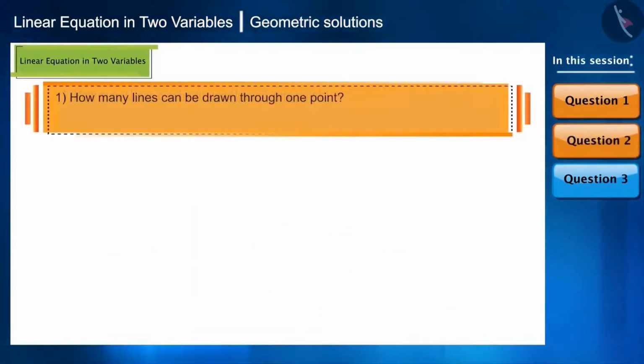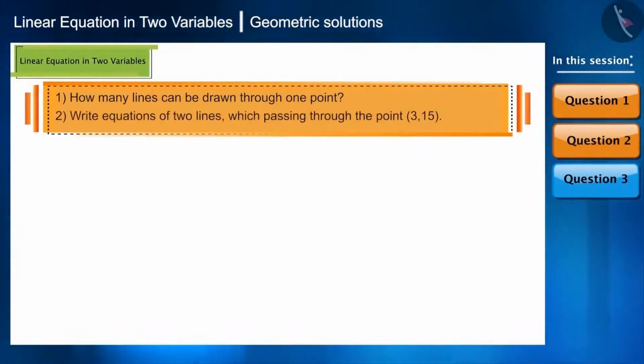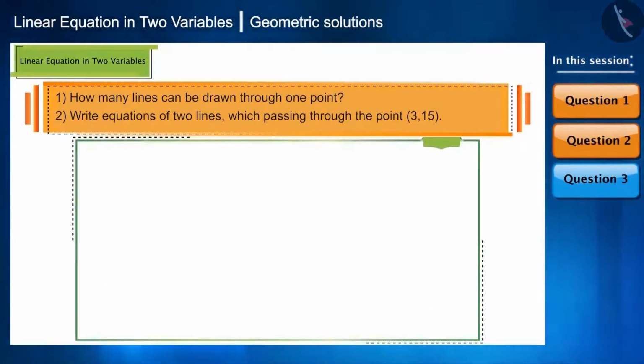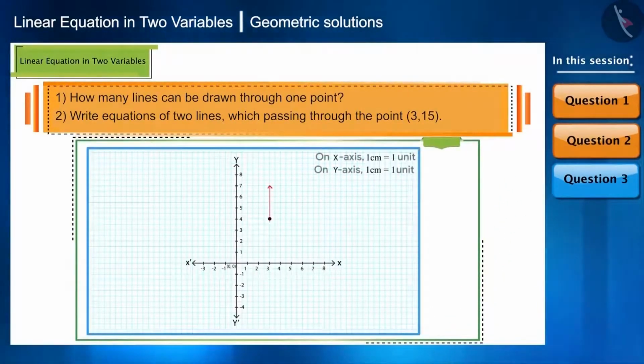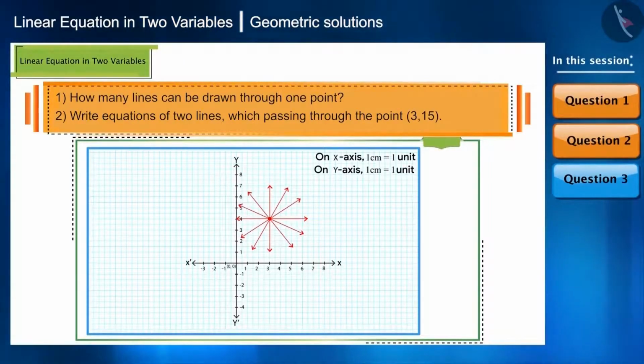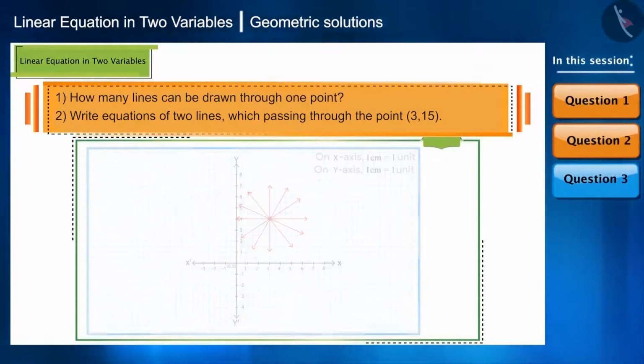Explain how many lines can be drawn through a point and also write equations of 2 lines passing through the point (3, 15). First of all, an infinite number of lines can be drawn through one point. And when countless lines can be drawn, all we have to do is write 2 such equations of lines which pass through the point (3, 15). Does this question seem difficult? The answers to these kinds of questions can be derived from the given point itself.